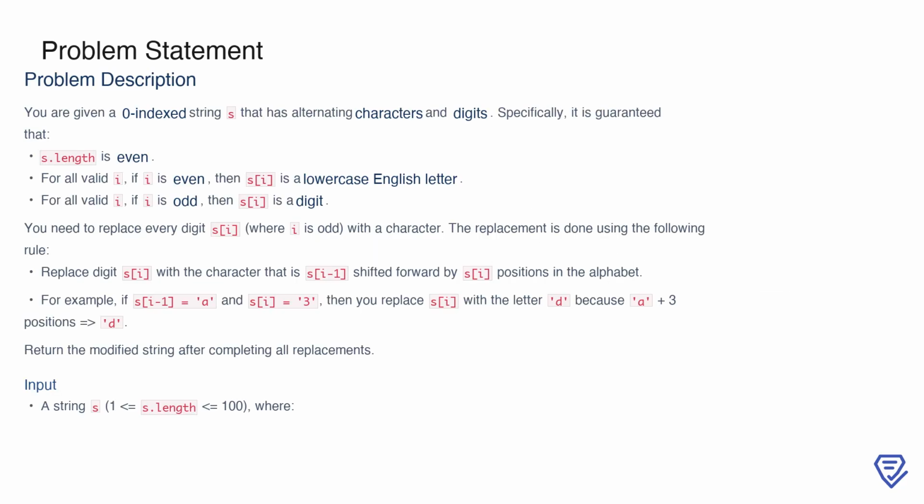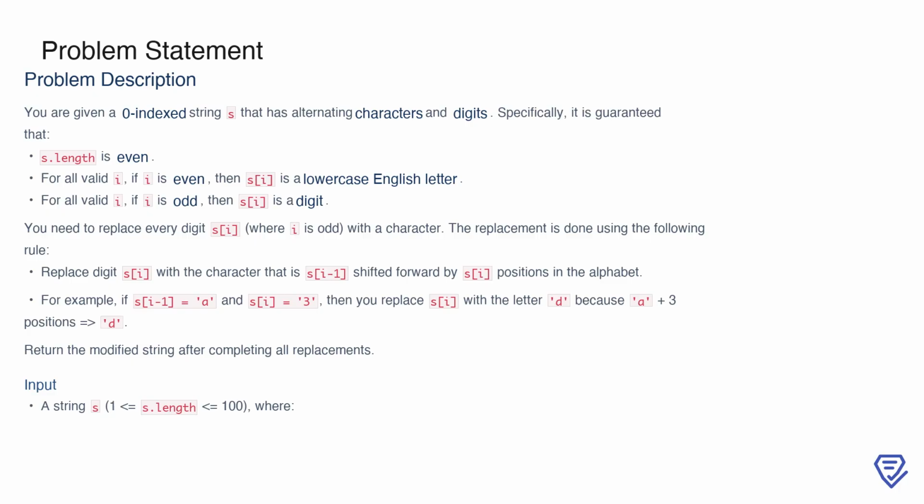In this problem, you are given a string s that alternates between lowercase English letters and digits, starting with a letter. The string's length is always even, which means every letter is paired with a digit. For instance, at any valid position i, if i is even, s[i] will always be a lowercase letter, and if i is odd, s[i] will always be a digit.